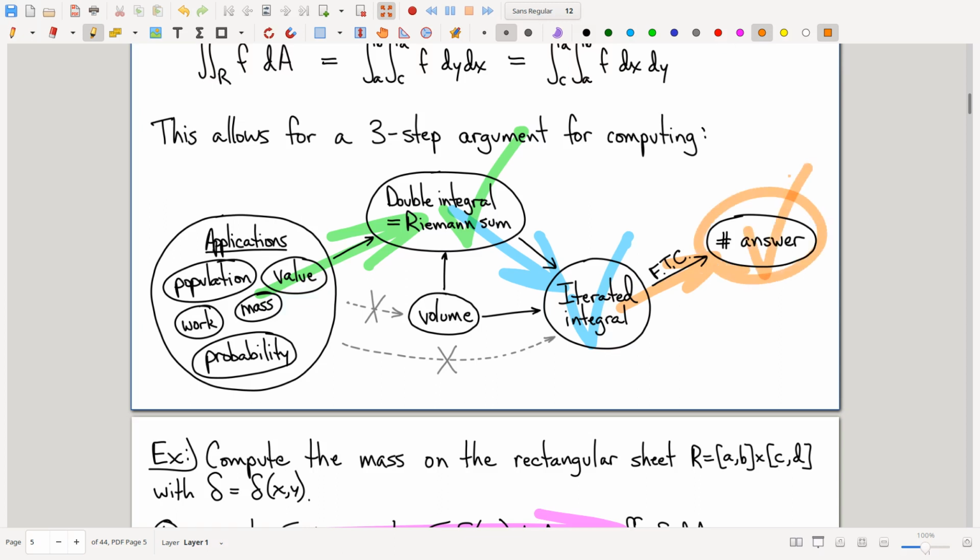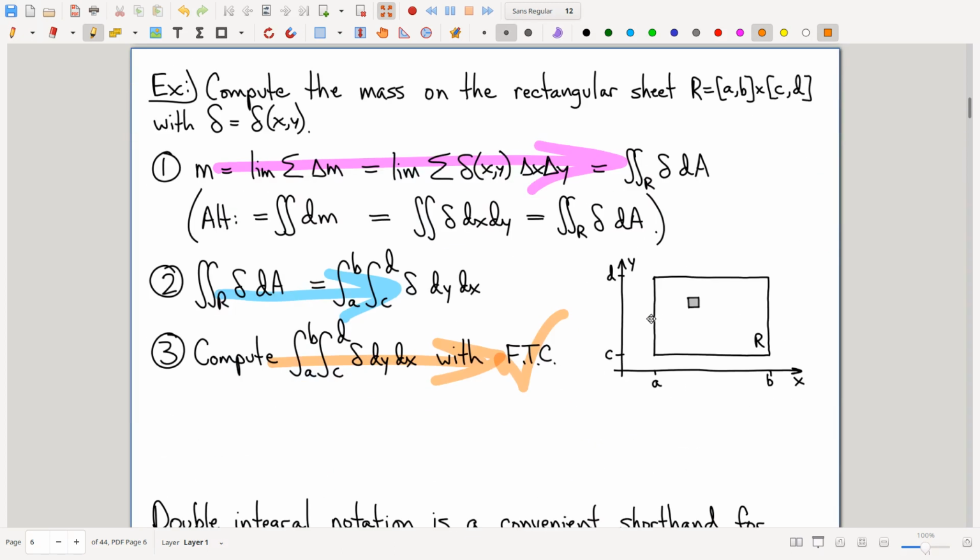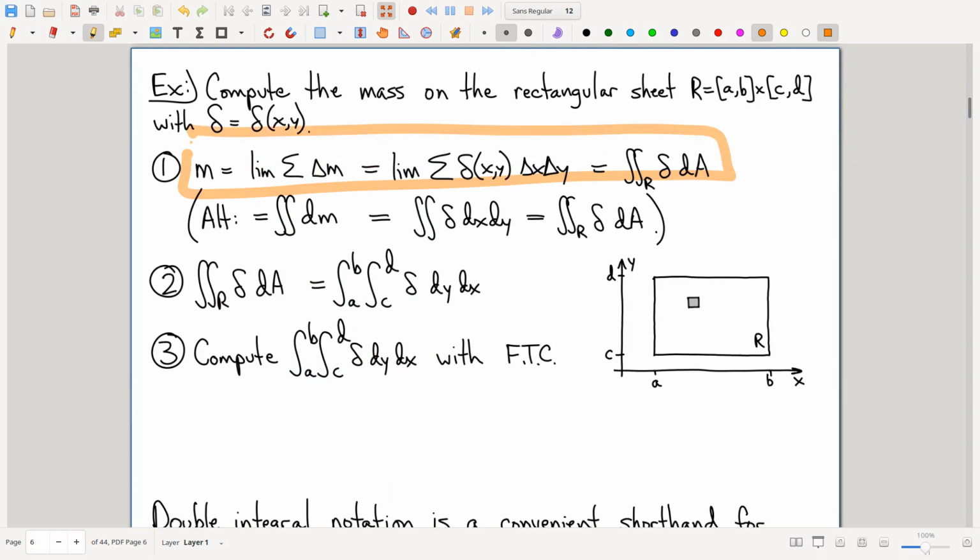Use the fundamental theorem of calculus to plug and chug. Okay, make sure to give me all three steps. That is going to matter in grading. Now what I've done here is expanded more than necessary. You don't have to write down all of this. This was mostly for illustration purposes.